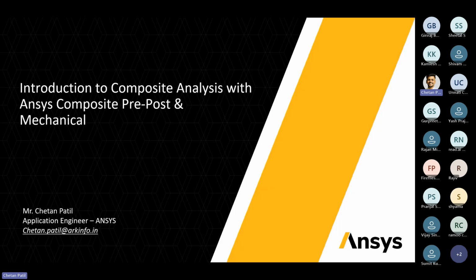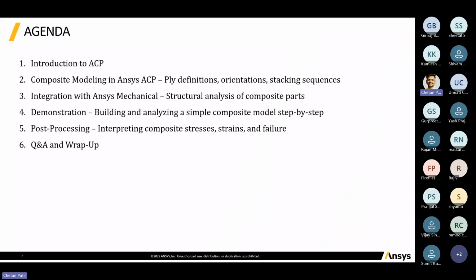First of all, we'll go through the agenda for this session. We'll have an introduction to ACP: what the ACP module is, how it works, what we need to follow whenever we are performing an ACP simulation, making you familiar with the ACP tool and what kinds of tools are present in the ACP module. Later on, we'll see how to do composite modeling using Ansys ACP: ply definitions, orientations, and stack-up sequences. Then, once all these are done, how we can do the ply modeling or the solid modeling using the materials that we have designed.